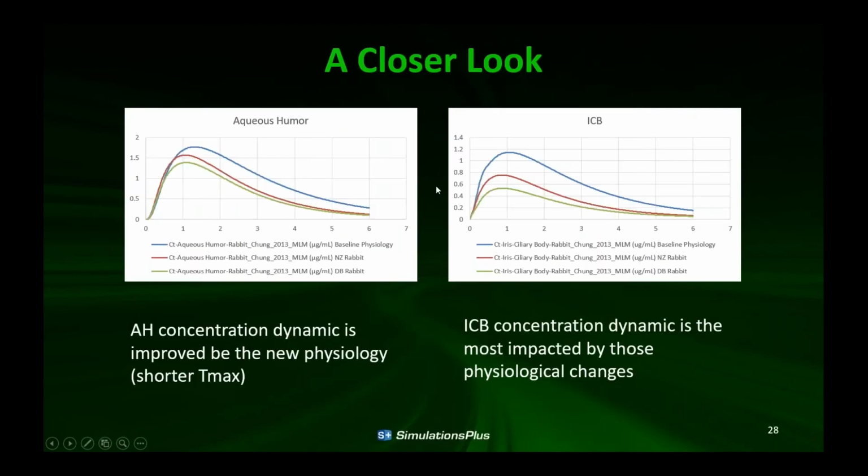If we look closely at the aqueous humor and ICB results, the blue line shows the baseline with the default rabbit, the red line shows the New Zealand rabbit, and the green shows the Dutch belted rabbit. After we consider the species difference, the dynamics of the concentration profile in the aqueous humor improved. They have a shorter Tmax, and there is also a significant difference in the ICB simulated concentration profile. With the specific species considered, the concentration has decreased.